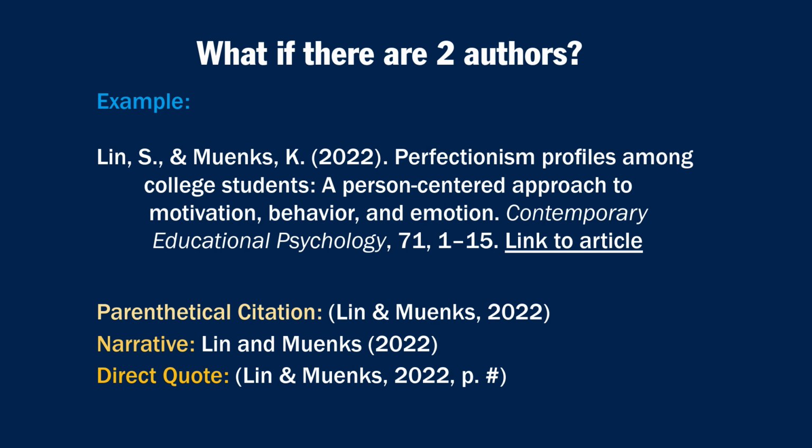Now, I want you to pay close attention to the in-text citations. The parenthetical citation uses an ampersand, and the narrative citation does not. This is because a narrative citation is part of the sentence, whereas the parenthetical citation typically appears at the end of a sentence. See the examples in yellow font on the screen. And as you can see from the direct quote citation, it uses an ampersand.